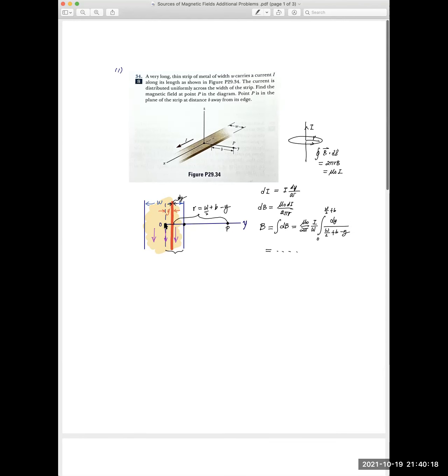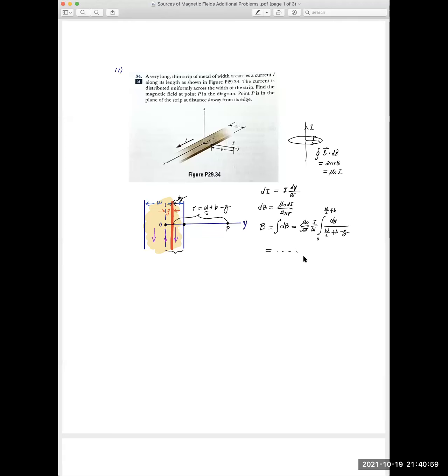r equals the total distance from O to P minus y, right? From O to P, we have the distance of half of W from here to there, plus another distance, which is b. So r equals W over 2 plus b, and then minus this little segment y. You plug everything in, and then you get the integral of dB again. You still have to add the magnitudes up because all these dBs have the same direction. So all you need to do then is finish this integral, which will give you a natural log function.